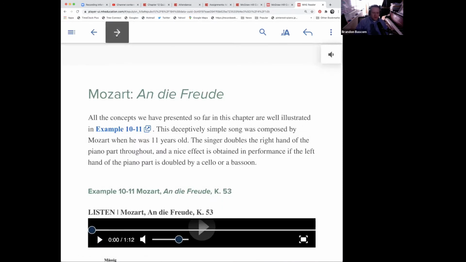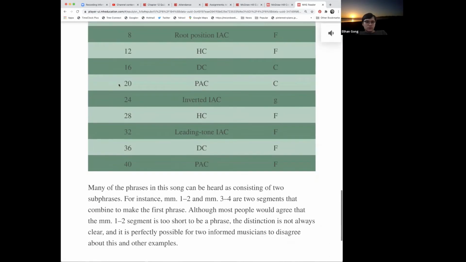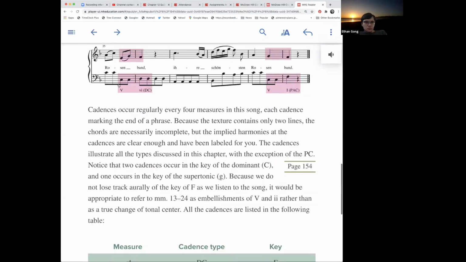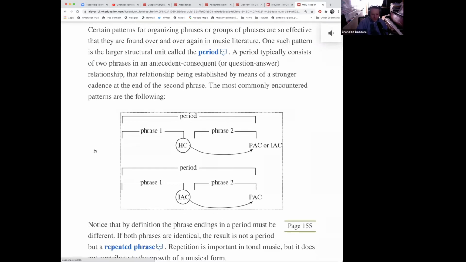Phrases, what do phrases end with? Cadence. Cadence is good. A period is made up of two phrases. Remember that the first phrase has a weaker cadence than the final phrase. Those are the two most commonly found period types.